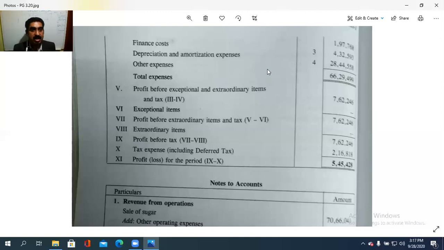Tomorrow, in the next class, we will see how to prepare a balance sheet from this data, or how to prepare the balance sheet of companies.